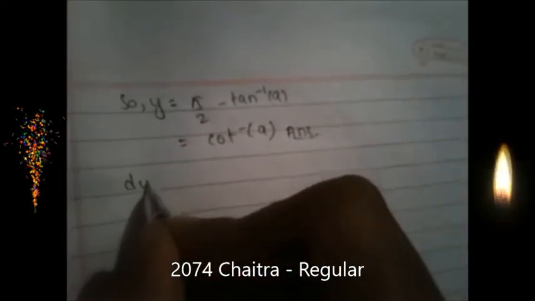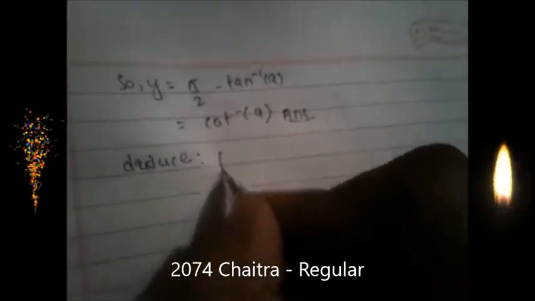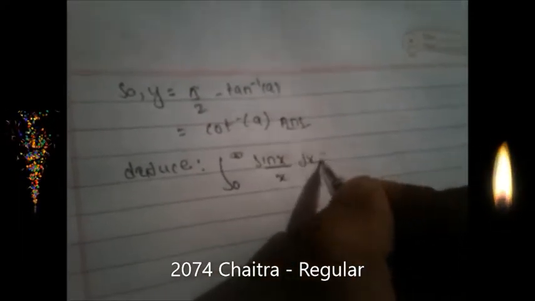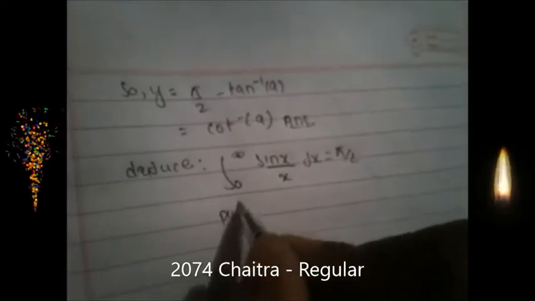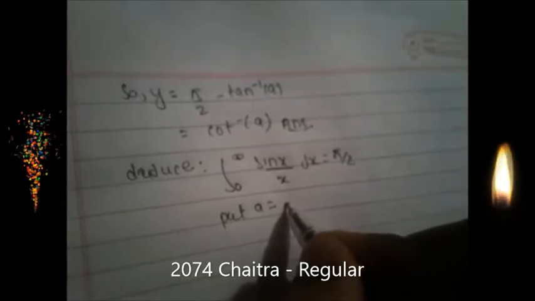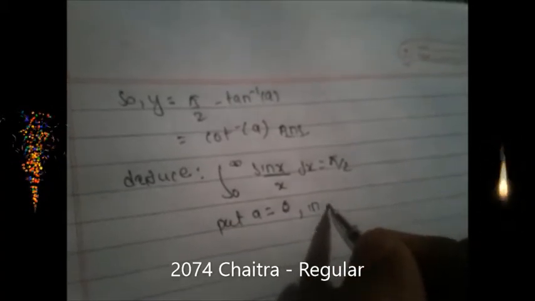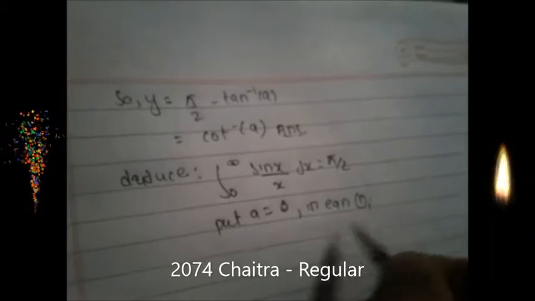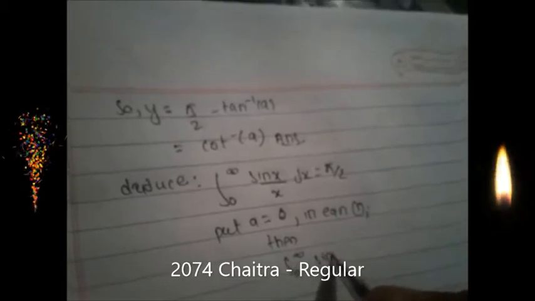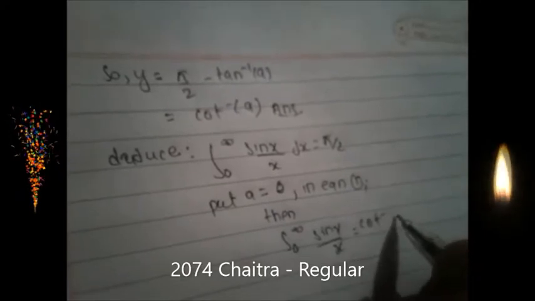Next question is asked to deduce that the integral from 0 to infinity of sin x by x dx is equal to pi by 2. Put a is equal to 0 in equation 1, then we get the integral from 0 to infinity of sin x by x is equal to cot inverse of 0.